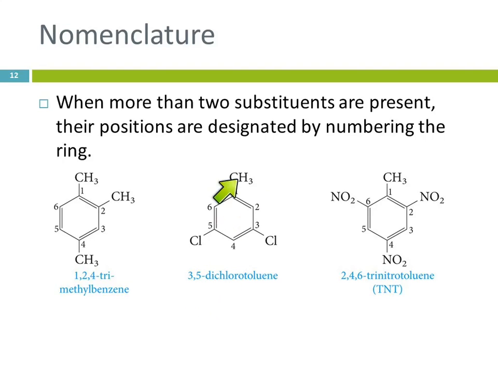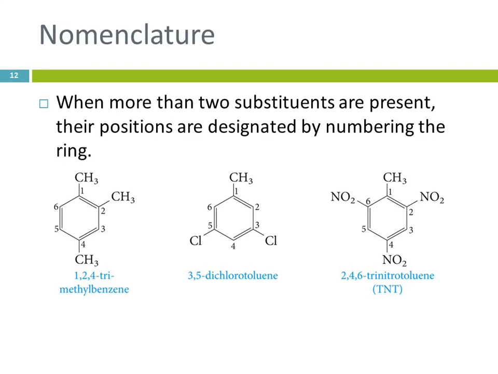3,5-dichlorotoluene. So here's toluene. If it has a common name for the one substituent, toluene has a methyl group on it, then you will give that substituent the number 1 and you will give the others different numbers. So the way that we number this, the only way you can come up with anything is 3 and 5. This one is 2,4,6-trinitrotoluene, and this is what is more commonly referred to as TNT.